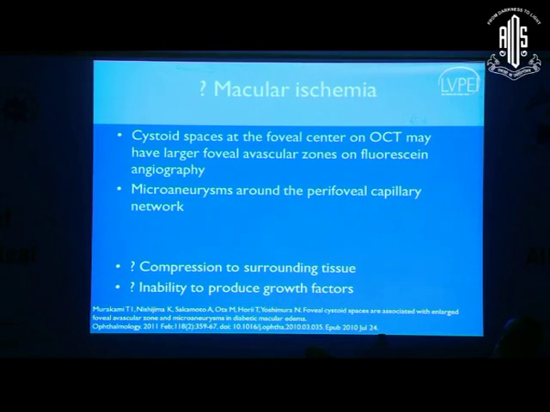There is a theory that, okay, you have a cystoid macular edema. Does it actually correlate with macular ischemia? So these cystoid spaces on the OCT have been correlated with the foveal avascular zone on fluorescein angiography, and it has been found that you can have a microaneurysm at the junction of this FAZ, which could be related to a macular ischemia. Again, why does it happen? It could be because of the compression of the surrounding tissue, or because of the neuroglial degeneration. There could be a paucity of growth factors.